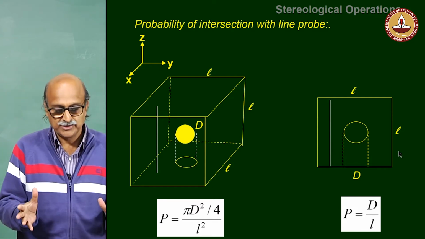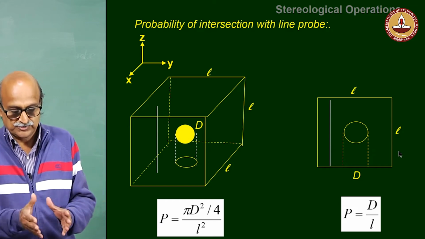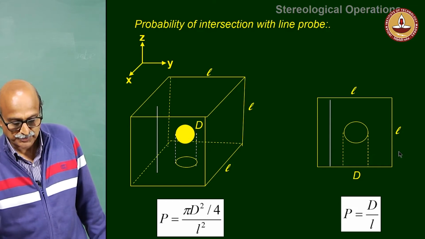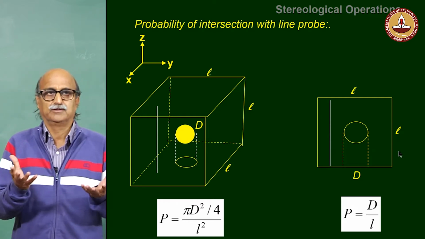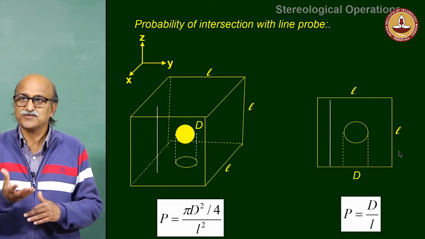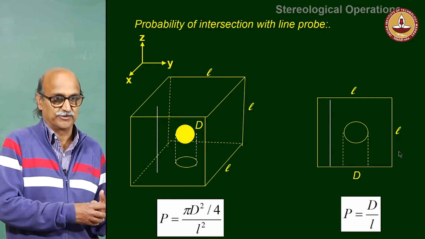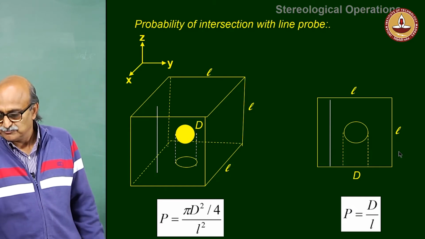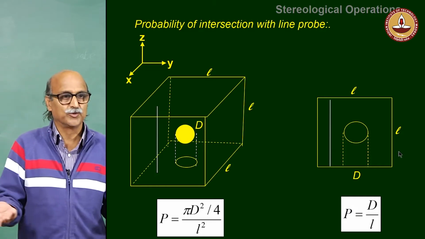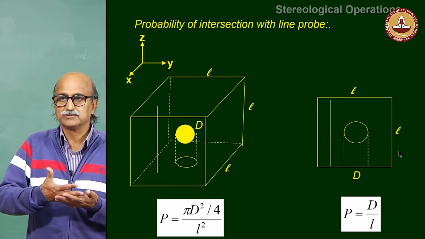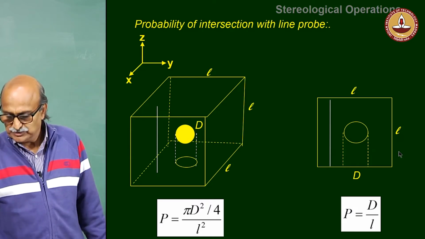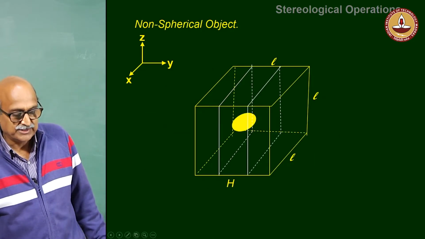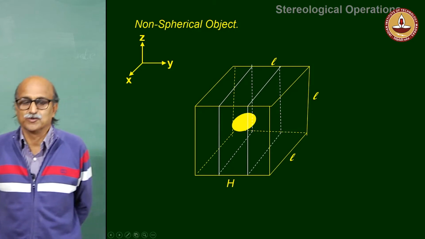So, these were some of the basic operations that we saw, but we had kept things simple. We had kept either a spherical object or a circular object. Now, my particles need not be spherical, they can be of any shape. What happens if we now take a non-spherical object?